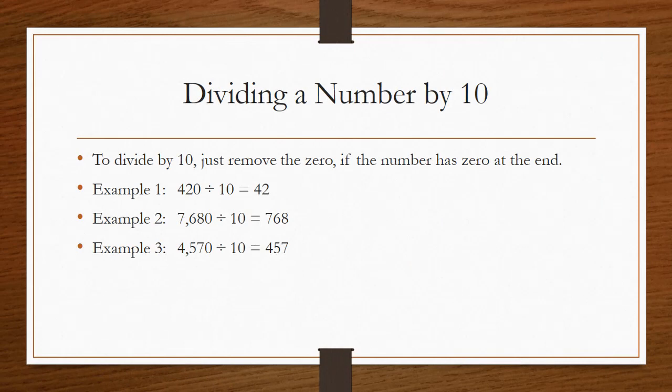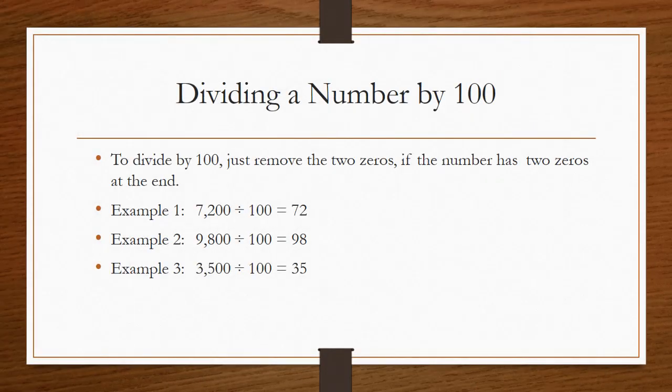Let's see how to divide a number by 10. If the number has 0 at the end, just remove the 0. To divide by 10, just remove the 0 if the number has 0 at the end. There are 3 examples I have given you. 420 divided by 10. Just removing the 0, we get 42. 7680 divided by 10, after removing the 0, is equal to 768. 4570 divided by 10 is equal to 457.